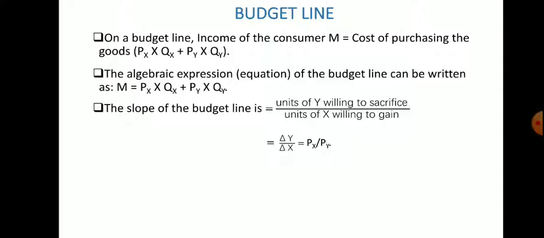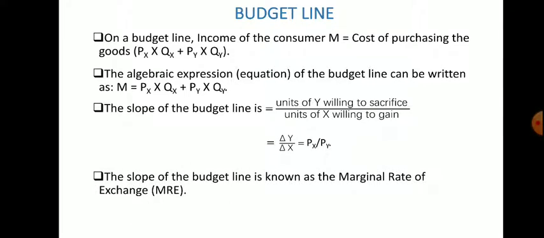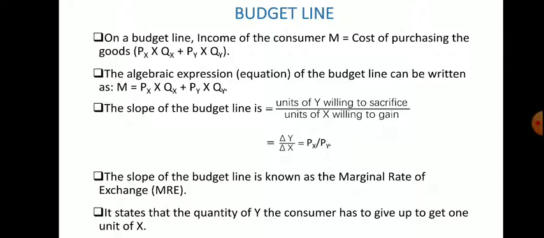Now, this slope of the budget line can be calculated with the help of another formula, that is the ratio of the prices of the two goods, Px by Py. So delta Y by delta X equals, you can also write, Px by Py. This is nothing but the slope of the budget line, and it is also known as the MRE, that is marginal rate of exchange. It states the quantity of Y the consumer has to give up to get one more unit of commodity X.